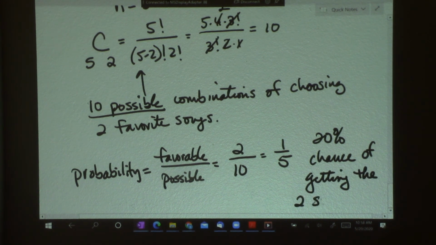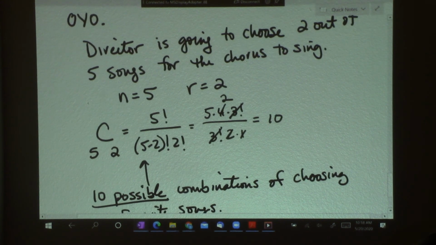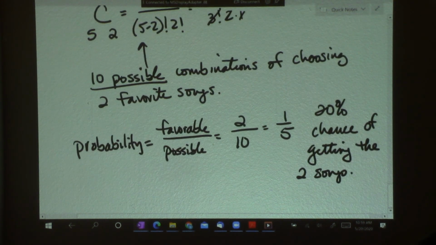Now, do you see how this is different? If we had just gone with 2 out of 5, which is what you would think, it would be 2 out of 5 becomes 40%. 40% chance of picking 2 out of 5. But because they're chosen one at a time, and because order doesn't matter, it is reduced, but it's only reduced by half. So it becomes 1/5. That's why the combination is important, okay?